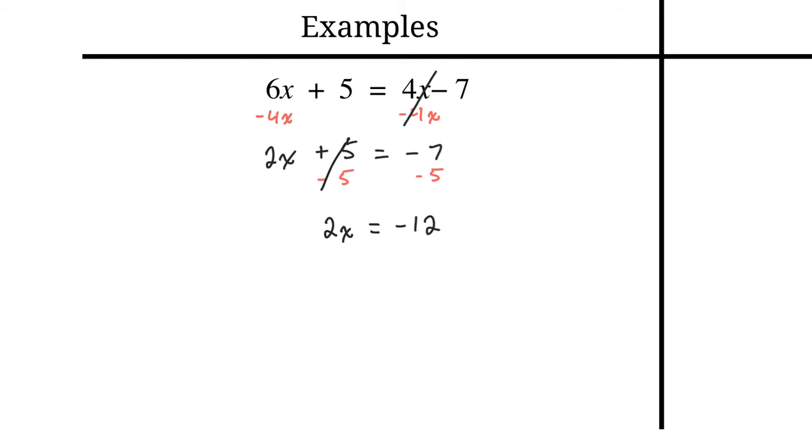And now we're just left with one final step here. So 2 is being multiplied by x. To get rid of 2, we need to do the opposite operation, which is division. So we're going to divide by 2, and we're dividing both sides of the equation. So on the left side of the equation, we're just left with x, and negative 12 divided by 2 is negative 6. So that means x is equal to negative 6.